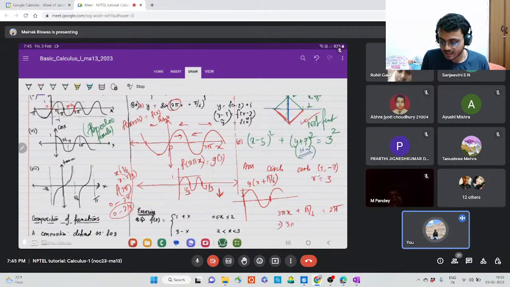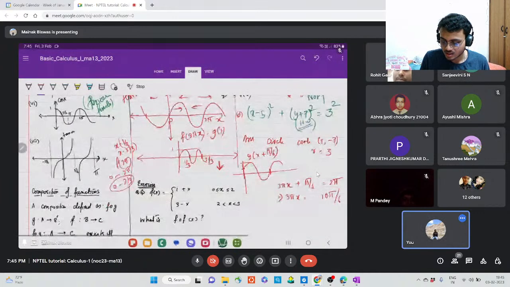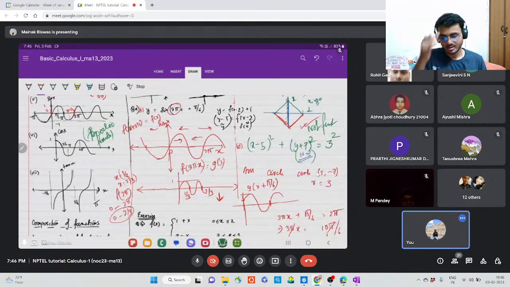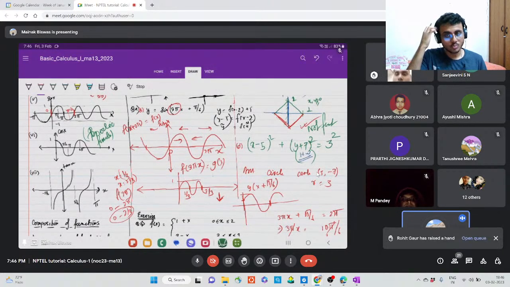So I have 3 pi x is equal to 11 pi by 6. Pi cancels. X is equal to 11 by 18. Right, thanks. So you put that here, you'll get 2 pi.